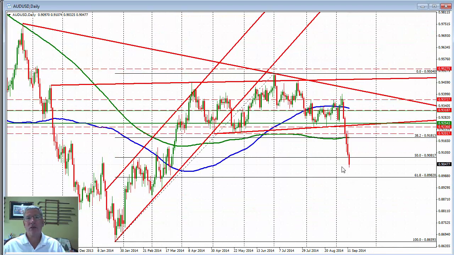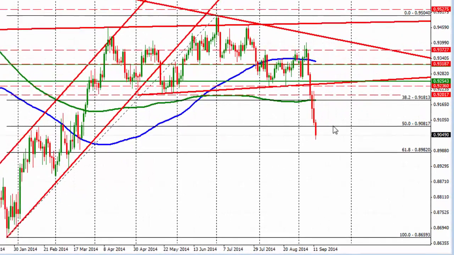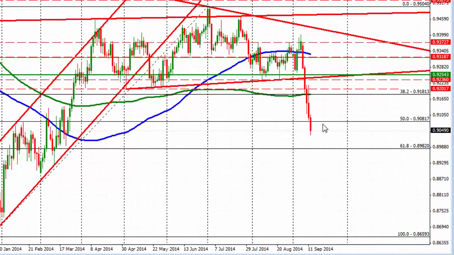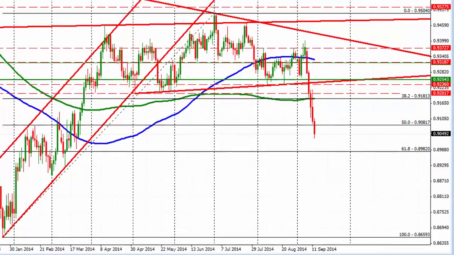Let's take a look at the daily chart, see what we did this week. We fell below the 50% retracement in trading here today. Earlier in the week, we fell below the 38.2 and the 200-day moving average. That was a big, huge break because we've been in this consolidation phase for 5 months now, and we broke out to the downside. So the bears remain in control. But remember this level at the 90.817 level. That's a 50% retracement. Stay below that level today, and going forward, the bears remain in control.